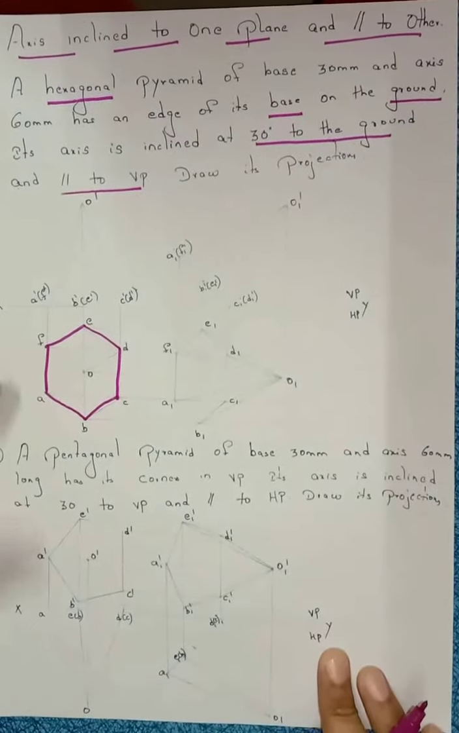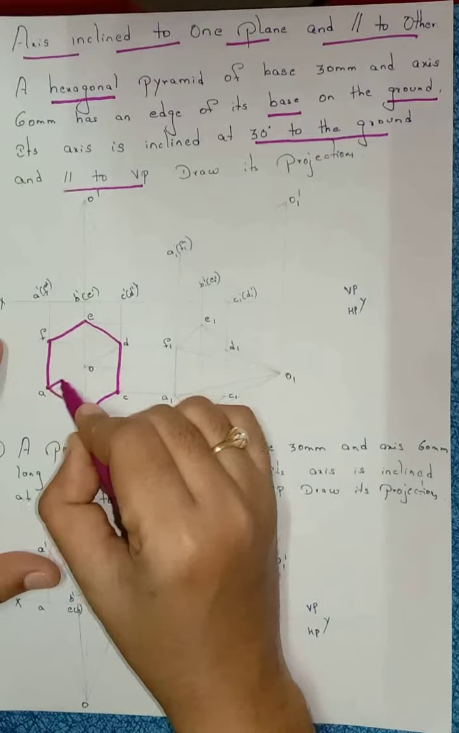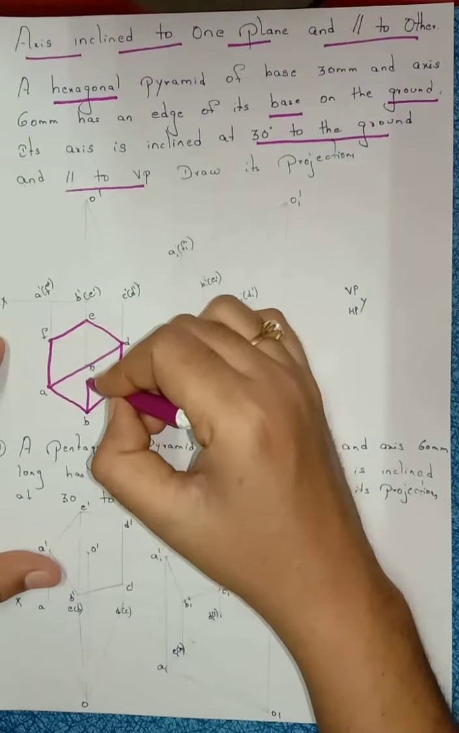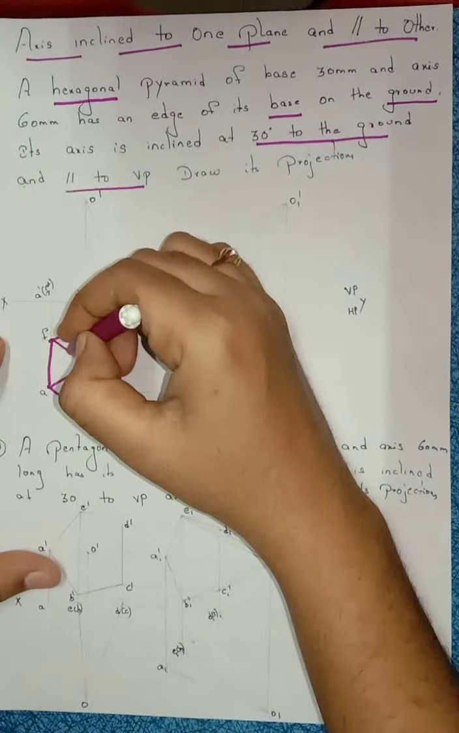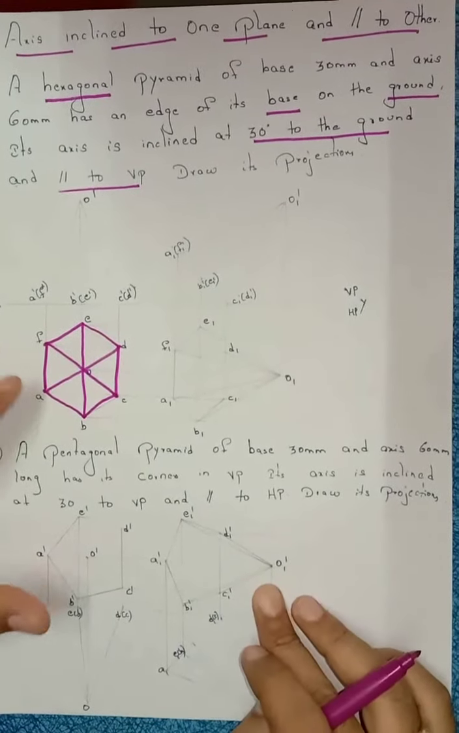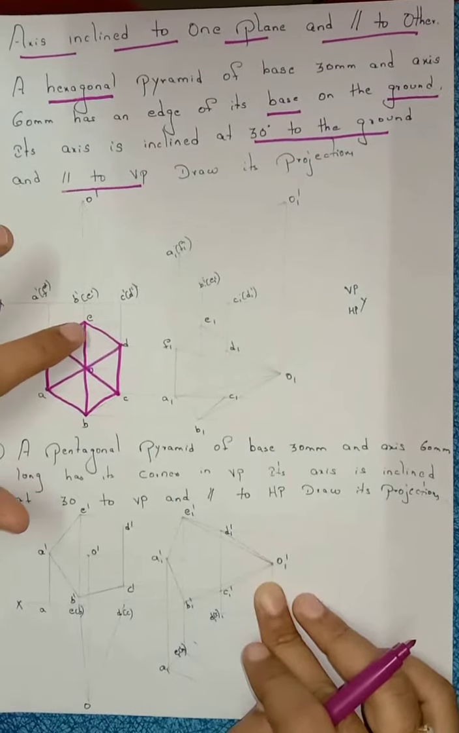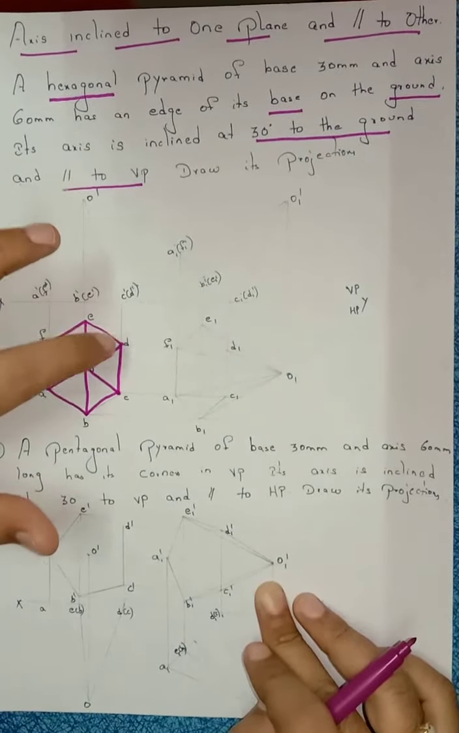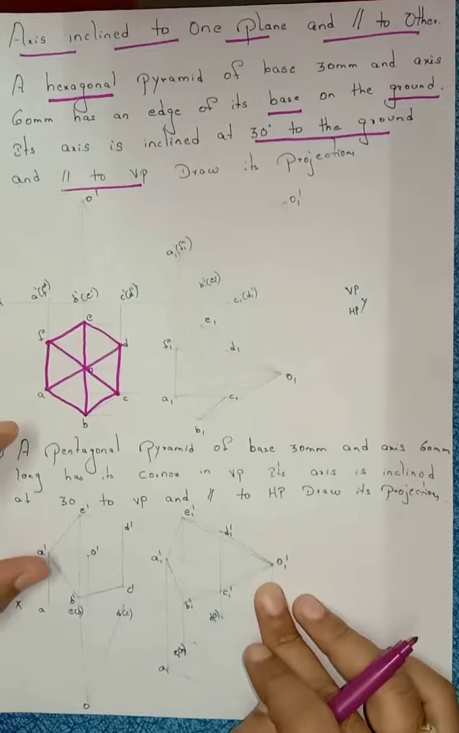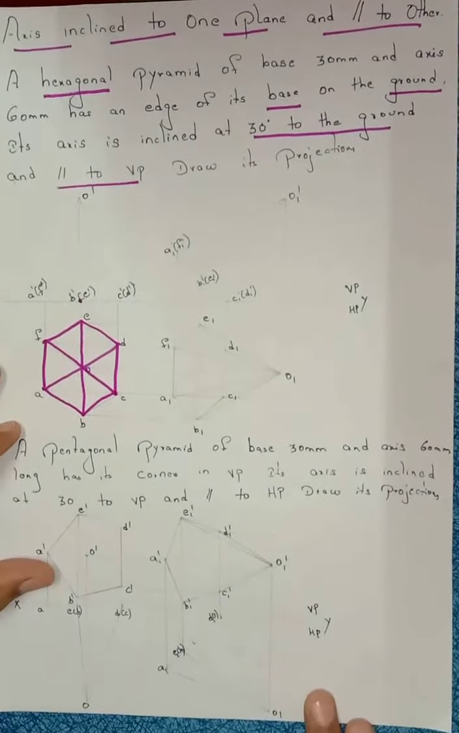After drawing this, name it as A, B, C, D, E, F. After drawing this hexagon, mark the midpoint. Join all these corners and you will get the midpoint O. After getting the midpoint, what do we have to do? From F, project the line till the reference line. From E, project the line till the reference line. From D, project the line till the reference line.